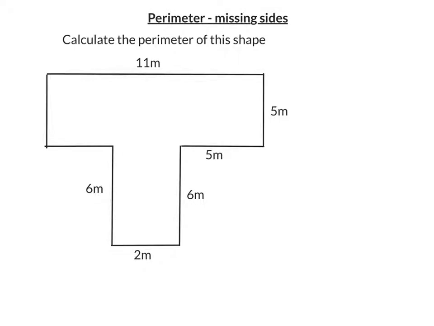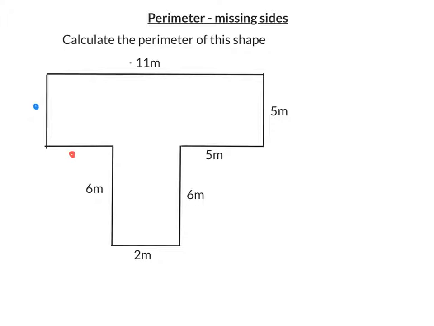In this video, we're going to work out the perimeter of shapes where some of the side lengths are missing. So to work out the perimeter of a shape, you need to add up all the sides. So we need to work out some of the missing sides. So we've got a missing side here, and we've got a missing side here. Well, what do we know?